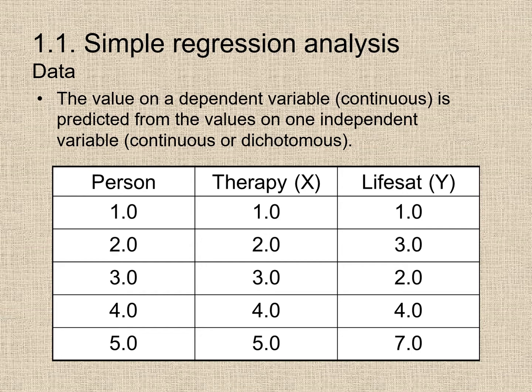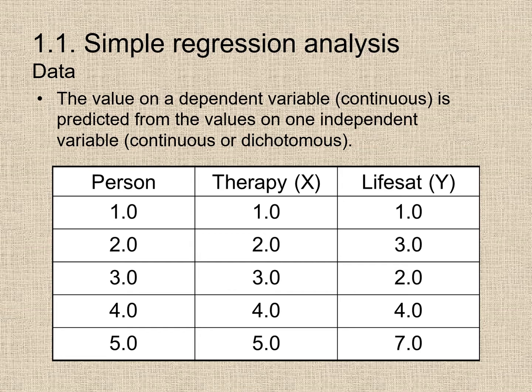So let's, for instance, say we have data like this. We have data from five individuals. And we have how much therapy they have received. Let's say they all had depression, and now they have received therapy, differing amounts. So occasions they have received therapy. And after that, we measure the life satisfaction on a scale from 1 to 7. So we get data like this. And now we want to see if we can predict life satisfaction from amount of therapy. Is there any effect? Is there any association between therapy and life satisfaction?